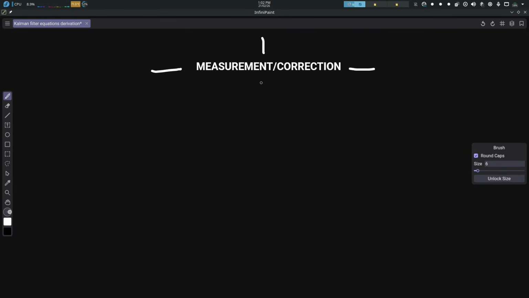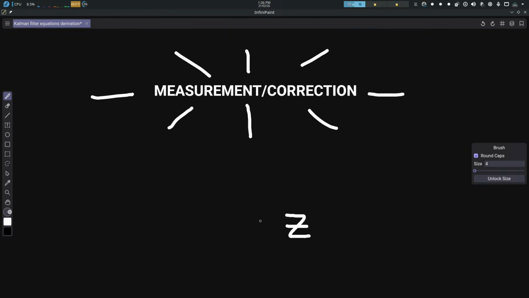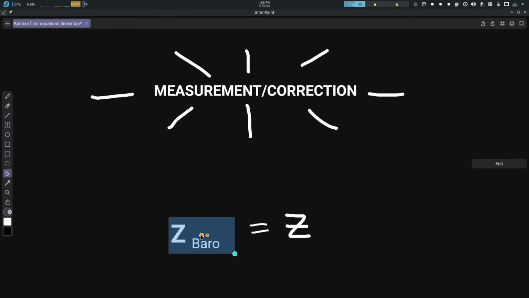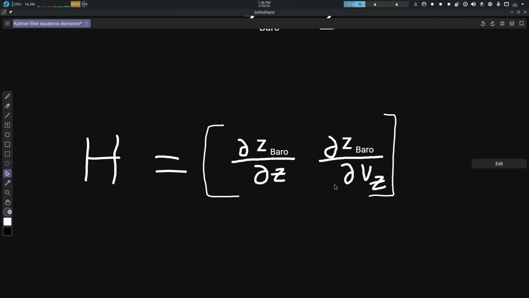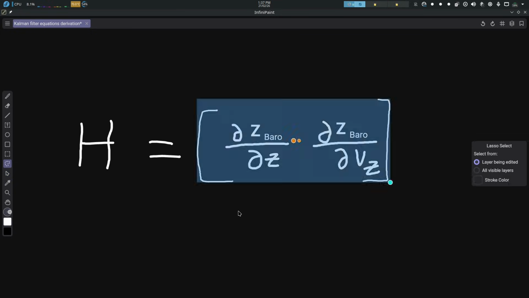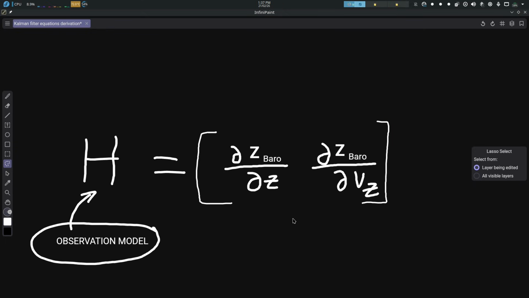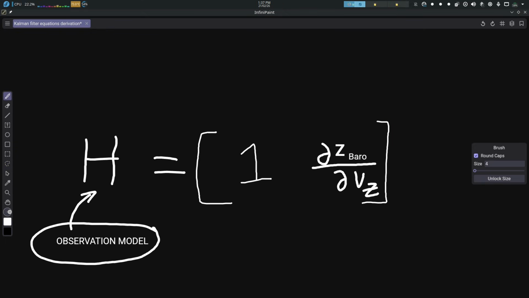Now let's cover the measurement slash correction stage. This is where the altitude from the barometer comes into the picture. Z is the measured altitude, which I'll assign to z baro for clarity. Next, we need to take the partial derivative of z baro with respect to z and vz, as we did for the state transition matrix. The partial derivative of z baro with respect to z is 1 and with respect to vz is 0.